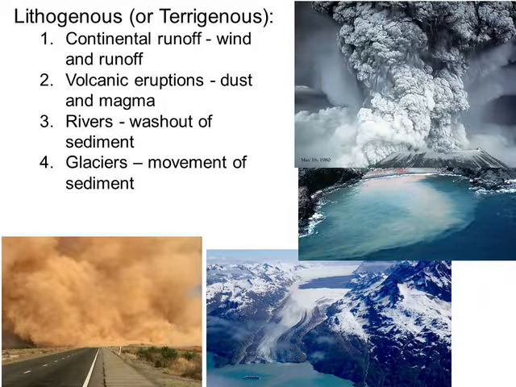The image that I have here would be that big dust storm on the bottom left-hand corner. That would be continental runoff. Volcanic eruptions is the next type. So any of that dust or magma, well, not magma, it should be lava, but any of that lava that ends up in the ocean would be considered lithogenic sediment.